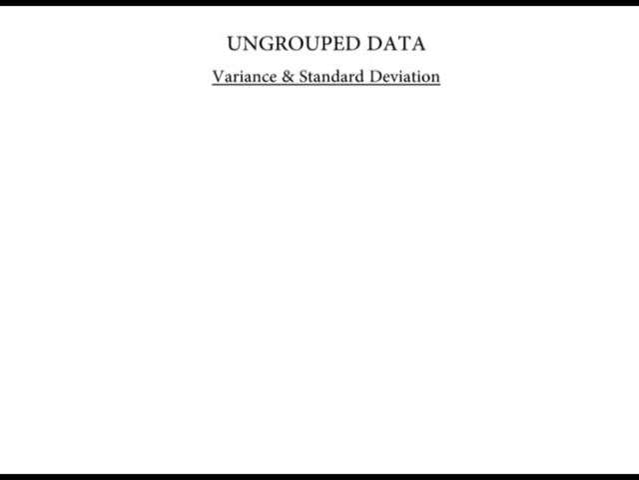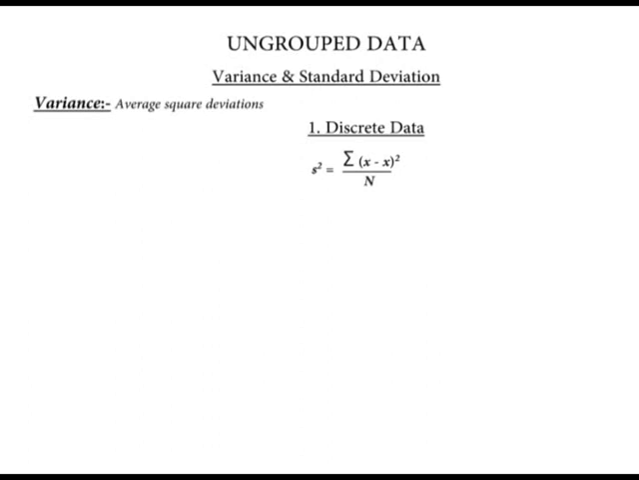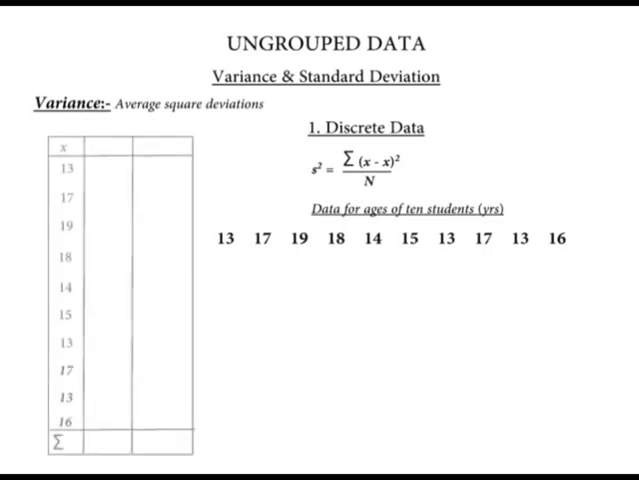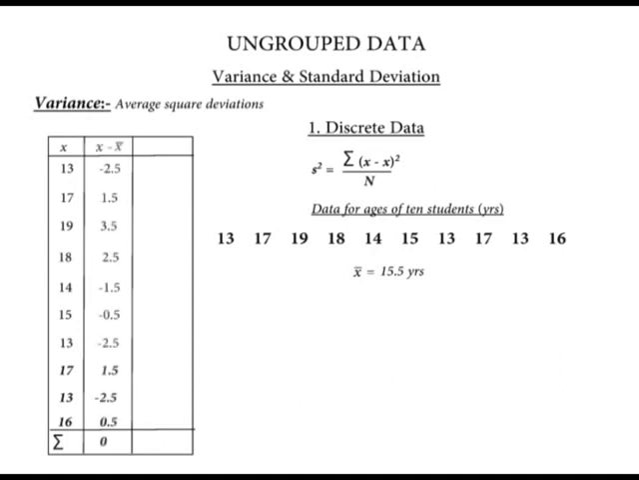Next, variance and standard deviation. Now, variance is the average of the square of the deviations from the mean. Variance is equal to summation of x minus x bar squared over n for discrete data. Notice from the formula that because we are squaring the deviations, the negative sign will be eliminated. So, for example, in our case for the age of 10 students, we had x, the observations, which is the ages of students. We had also calculated the mean and found it to be 15.5. From that, we also found the deviations of each age from the mean age.